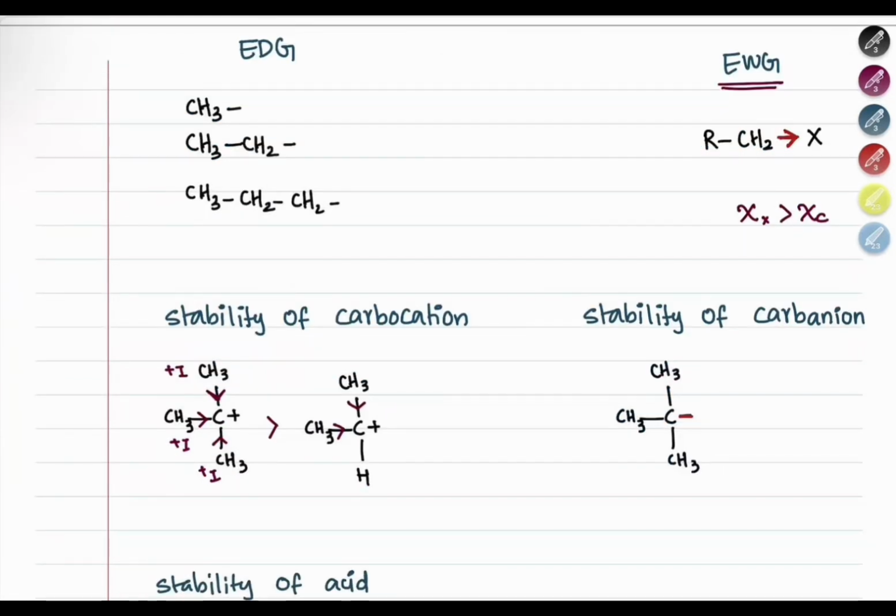Now we can use the inductive effect to know the stability of carbanion also. So a carbon having a negative charge is called a carbanion.